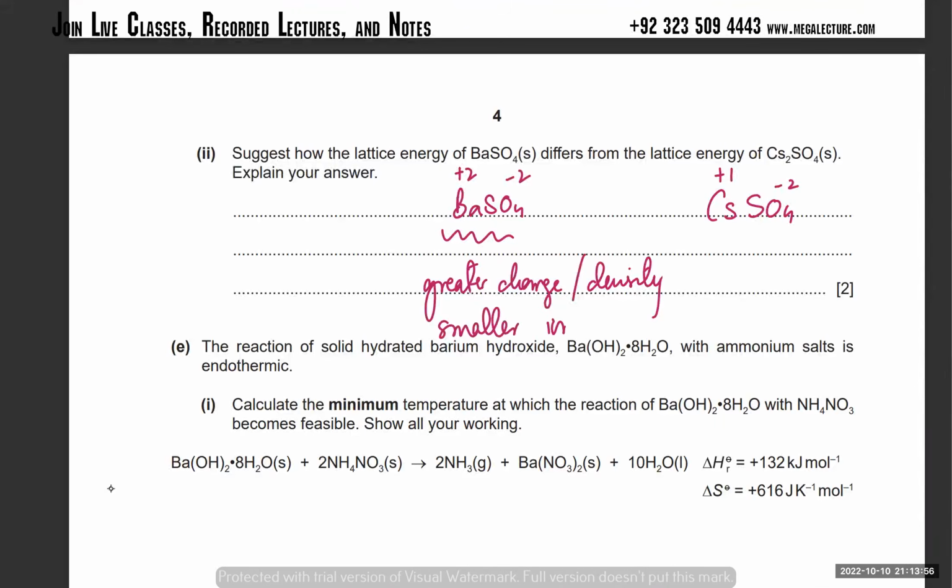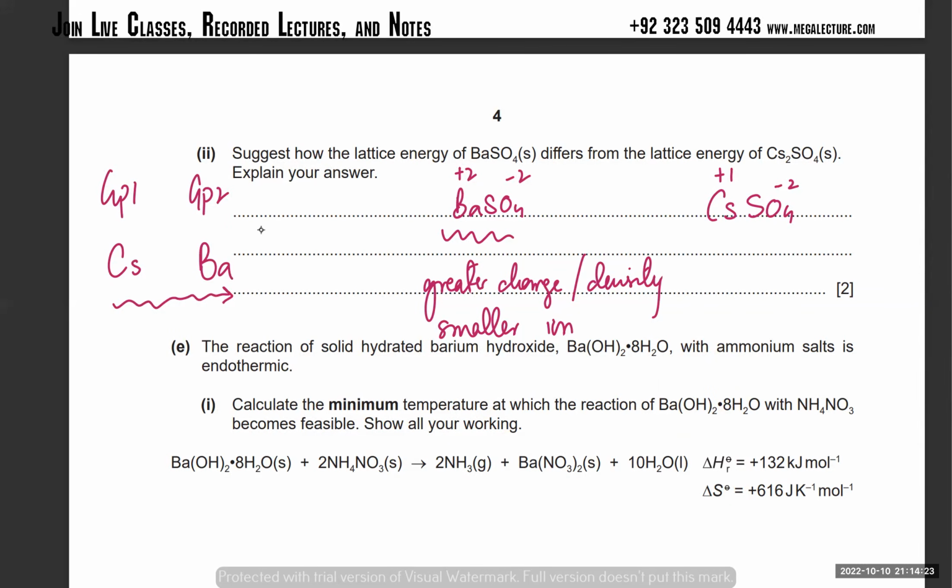Now, how do I know that it's a smaller ion? I think in the periodic table, cesium and barium are right next to each other. This is group 1 and this is group 2. Radius? They're in the same period, right? Yes, sir. So what happens is that when you go across the period, the size of the ion decreases. Remember that.